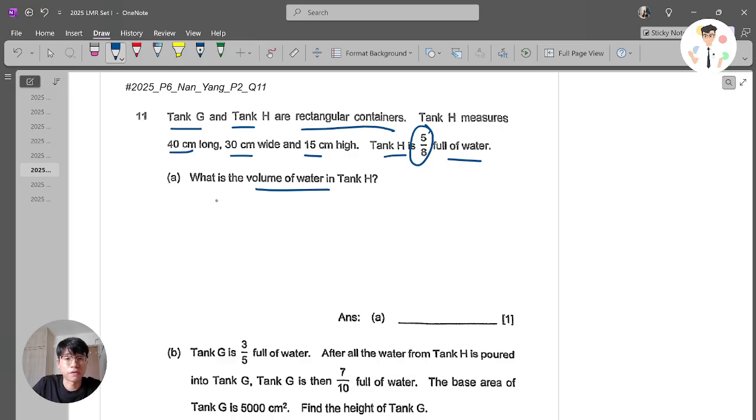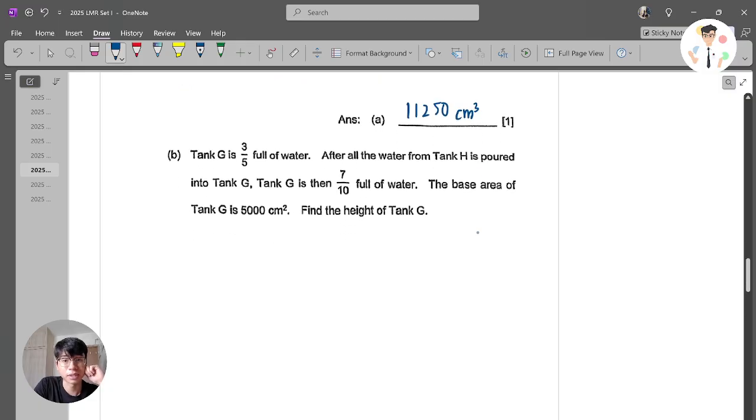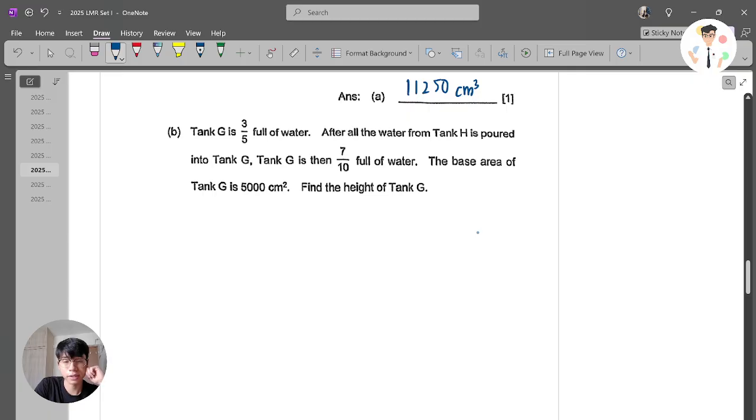So very simple, if I want to find the volume of water, I need to actually use a fraction, 5 out of 8, multiplied by the length, the width, and the height. And you just put this in calculator, you should get 11250. 11250. And you can write here cm cube. And of course, if you want to write ml, so I think that's good. Okay. Next part. This is the part where the question becomes slightly tricky. Okay, this part is 3 marks question.